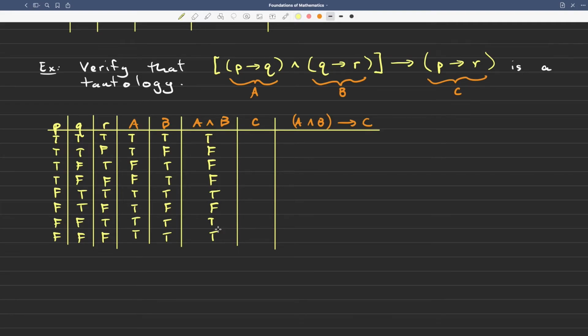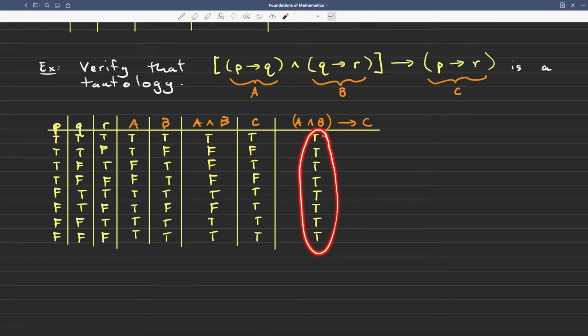Okay, C is P implies R. So first column implies the third column. True, false, true, false, true, true, true, true. And lastly, I'm doing implication of the second to the last column to the last column that I've completed. So I only get false whenever it's a true implies false situation. So this will be true, true, true, true, true, true, true, true. And there you have it. The expression in question is indeed a tautology because this worked out to be all truths at the end.